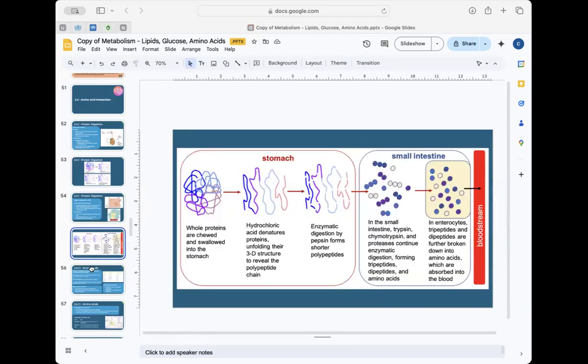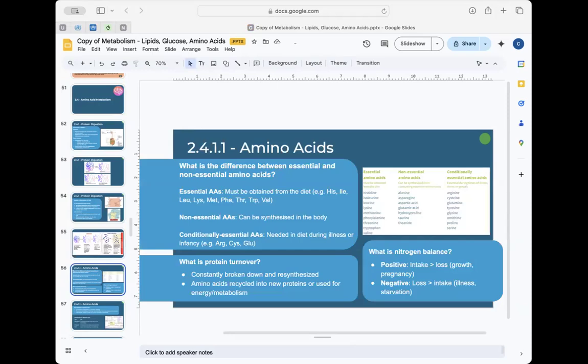Okay, overview. And then amino acids. My first ever tutorial at Oxford was about amino acids, and we had to list all of them on a whiteboard in a pair. So this gives me a little bit of trauma, but basically you just need to know the difference between essential and non-essential, and also conditionally essential in this case, so ones that are needed in the diet during illness or infancy.